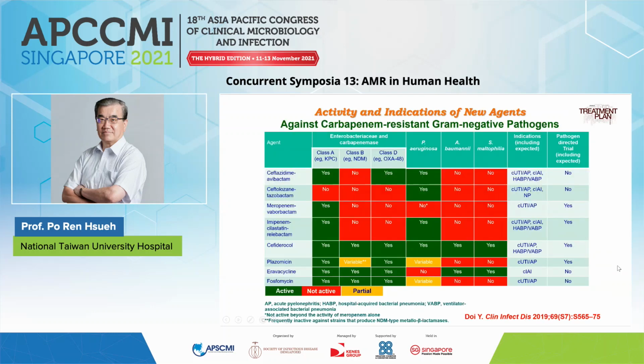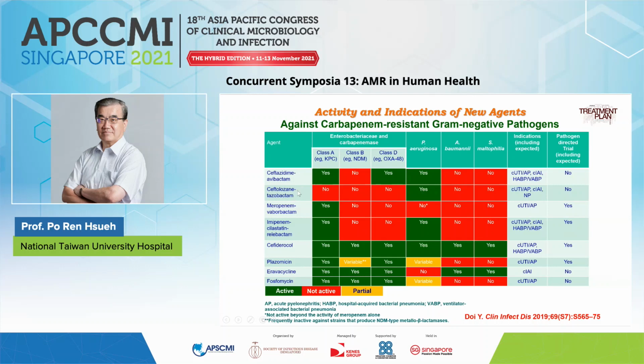And how about the treatment? We have many currently available antimicrobial agents in the hospital. But if we're talking about XDR or PDR, maybe the majority of the currently available antimicrobial agents are resistant. So what are the new agents? New agents depend on the availability in each country. For example, in Taiwan, we have ceftazidime-avibactam, but we don't have the others. But in other countries, they have many different kinds of so-called novel agents.